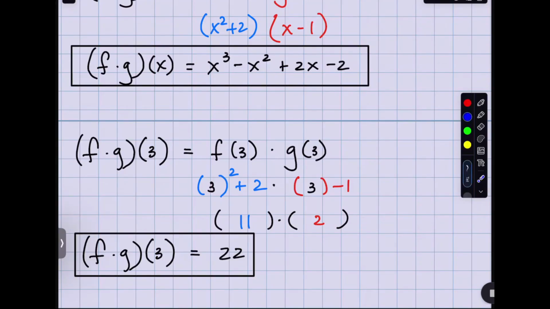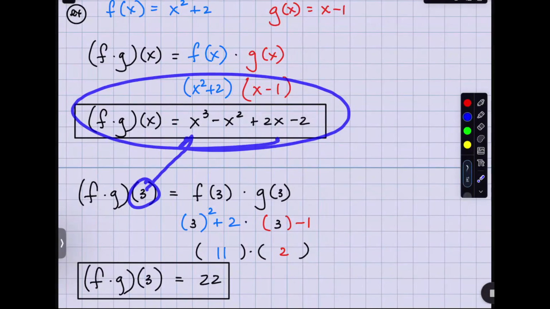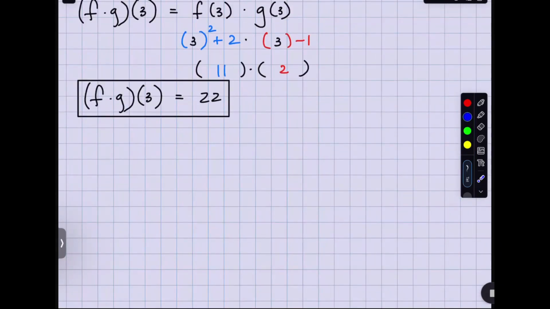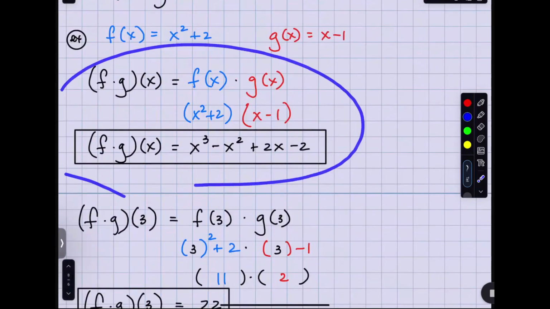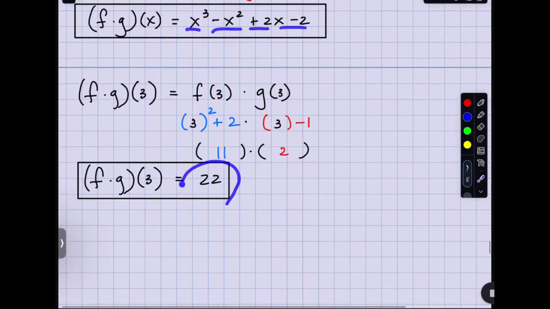Now, if this work is already done, yes, I could have just plugged 3 in here as well. However, here's the thing. Sometimes it's just going to ask for this. Are you going to mess with doing this whole thing and then plugging 3 in there? No. Now, if they did this as part 1 and this as part 2, yeah, it would make sense for me to just throw the 3 in there. If I throw the 3 in here, should I get 22? Absolutely. I'll still get the same answer. Does that make sense? Okay?